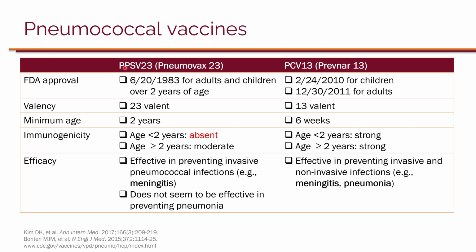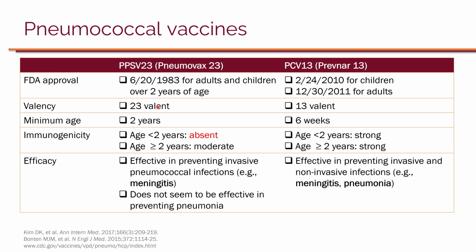Because it's a pneumococcal polysaccharide vaccine, it does not depend on T cells. And because infants or toddlers under the age of 2 have not matured their immune system, you're essentially not going to have immunogenicity under 2 years of age. So PPSV23, for that reason, because it does not activate the T cells, is not used under age 2.